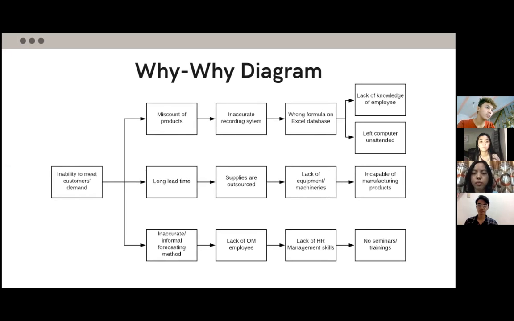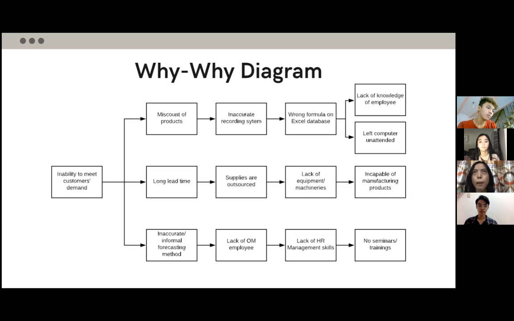In reference to the previous stream diagnostic diagram and fishbone diagram, the researchers utilized why-why analysis to find the root cause of the identified symptom, which is the inability to meet customers' demand. It is shown that this problem occurred due to the miscount of products, or poor inventory management, long lead time, and inaccurate informal forecasting method. It is shown in Table 1, Table 2, and Table 3 discussed in justification of the case study.